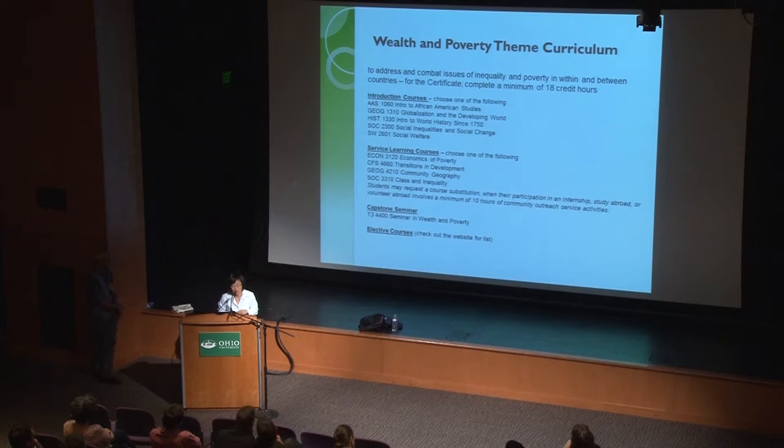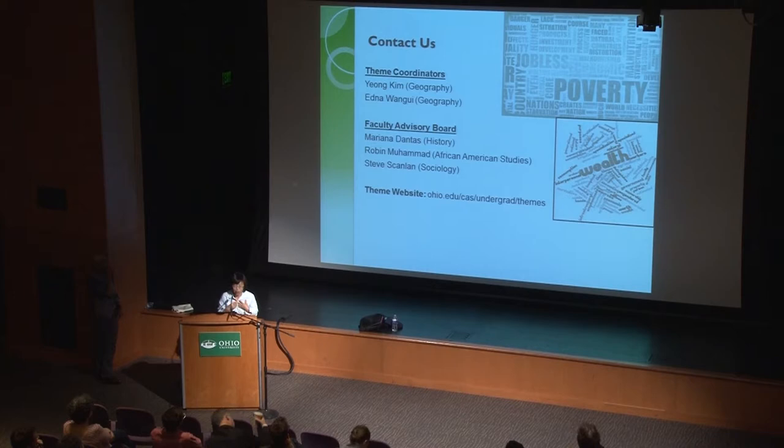We also offer a certificate under the same name. If you complete at least 18 credit hours, then you get a certificate. It will show up on your transcript. If you are interested in pursuing wealth and poverty, whether that's a curriculum, certificate, or theme, you may contact any of these professors, check out the website, and ask your advisor about the theme and certificate. So that's about the wealth and poverty theme.